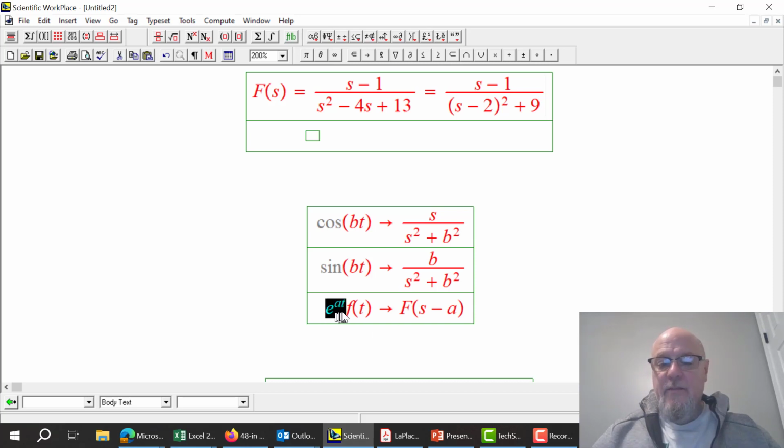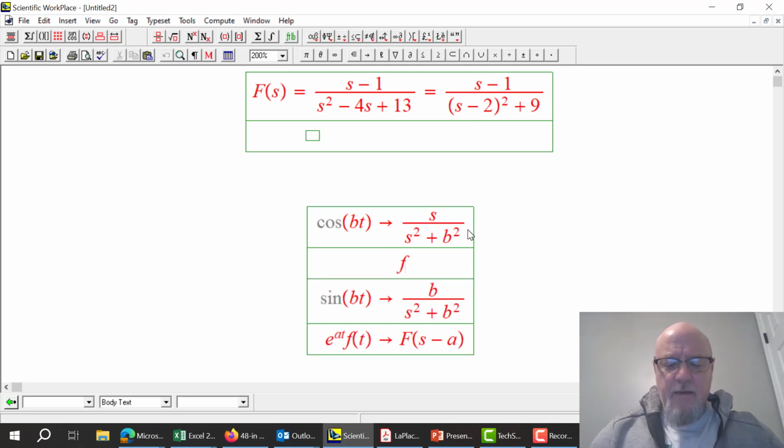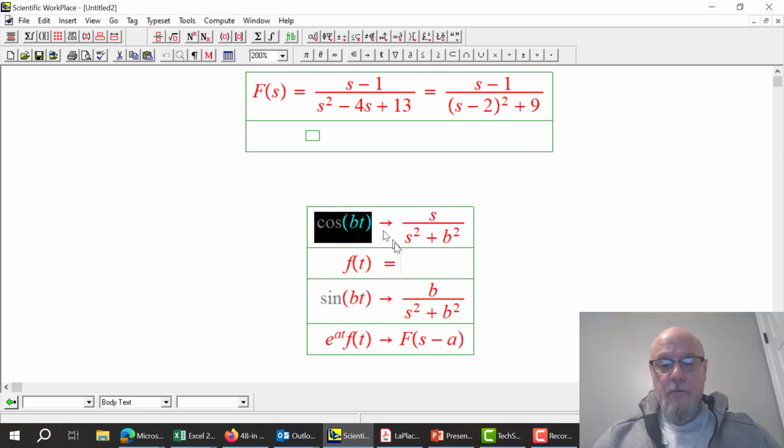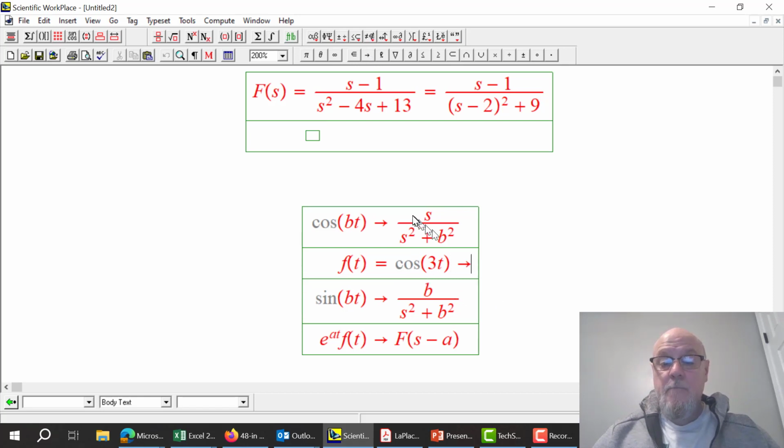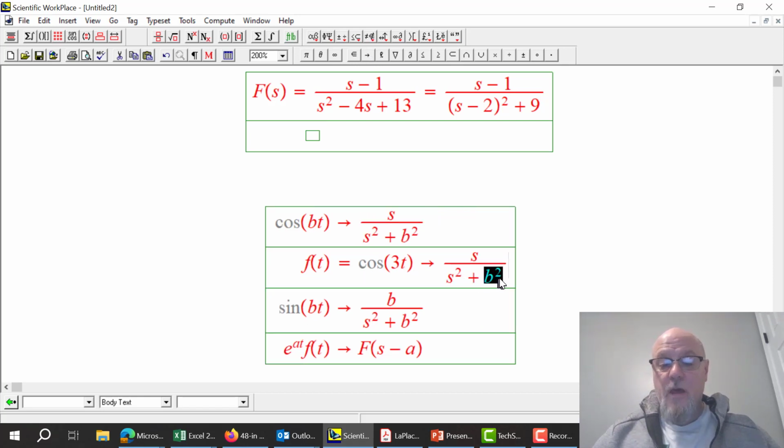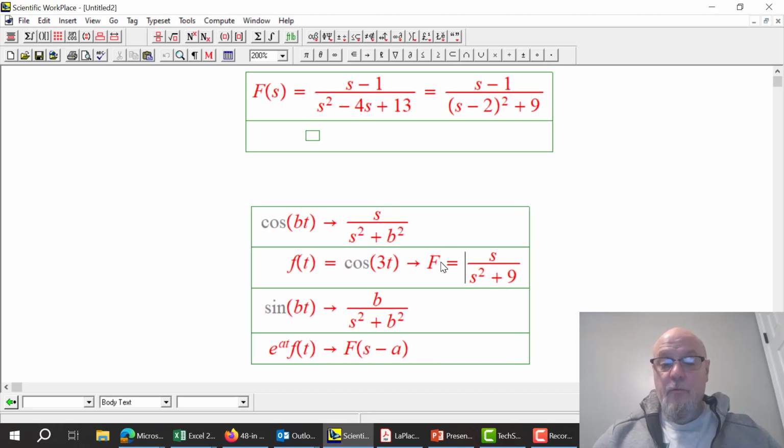If I multiply by e to the at times some function, so I'm matching this piece, it looks like there's an s minus 2. So matching this piece, the little f of t must be equal to the cos of, well, what's b? This is 9, so that must be 3 squared. So if little f of t is cos of 3t, that would transform to be s over s squared plus 9. So this would be the big F, and this would be the little f.